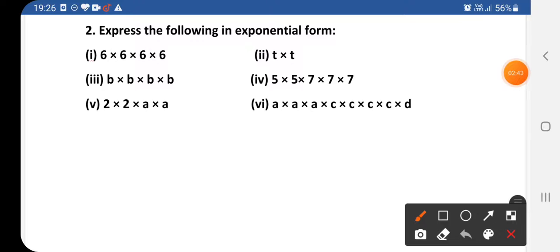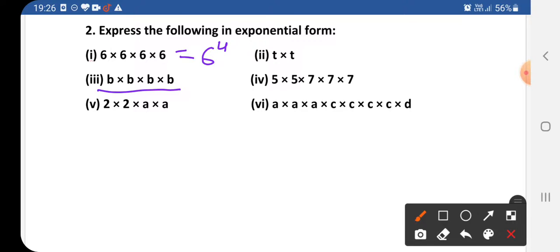Now question number 2. Express the following in exponential form. Exponential means in the form of power. Here 6 into 6 into 6 into 6. How many times? It is 4 times. So it will become 6 to the power 4.